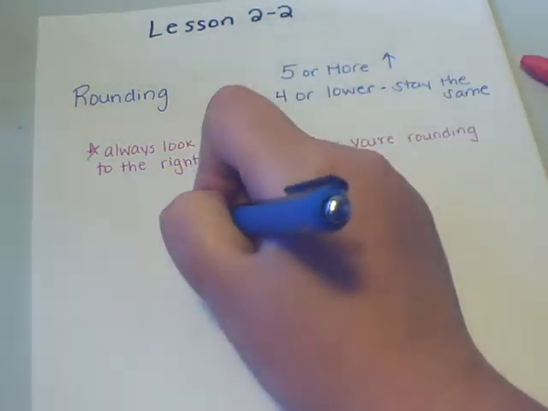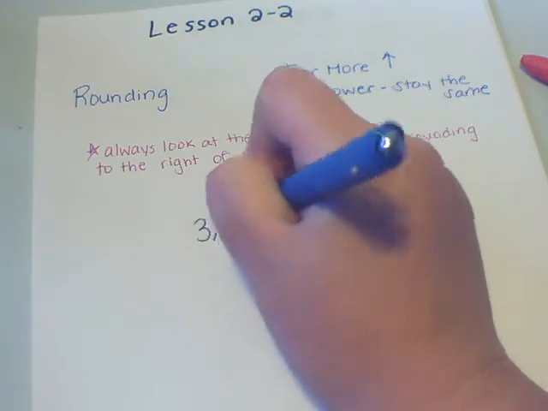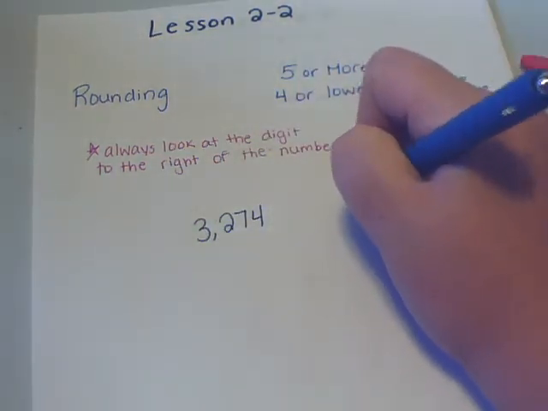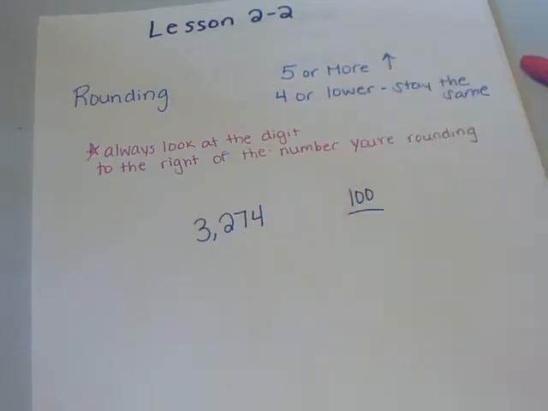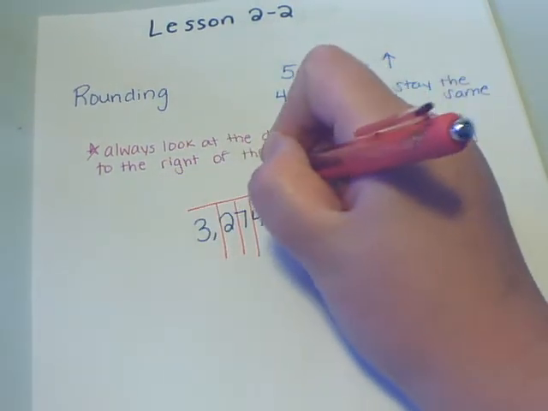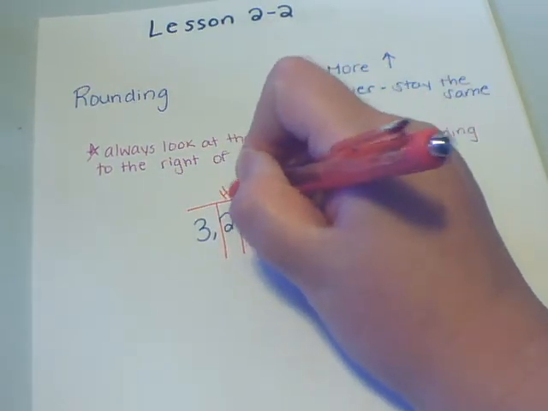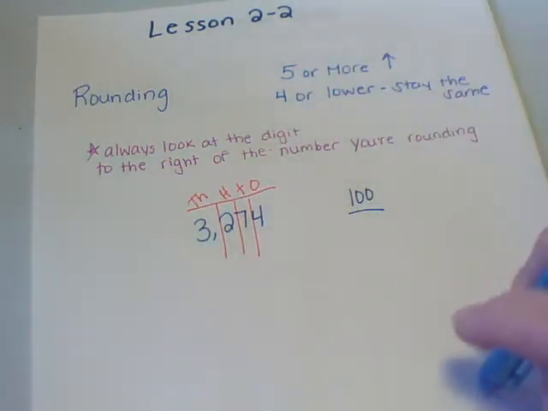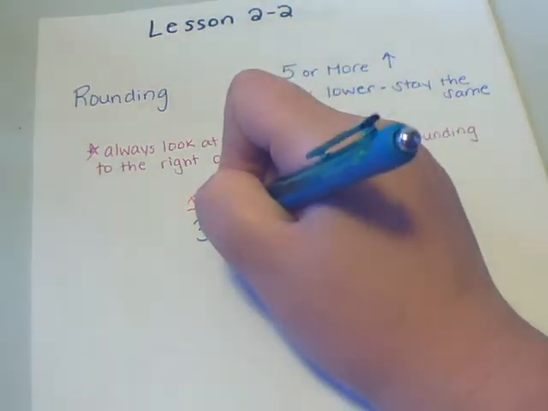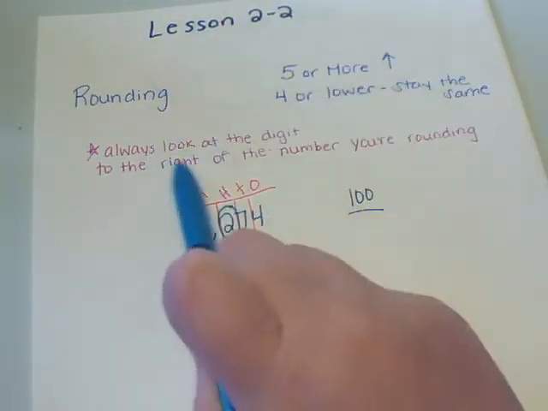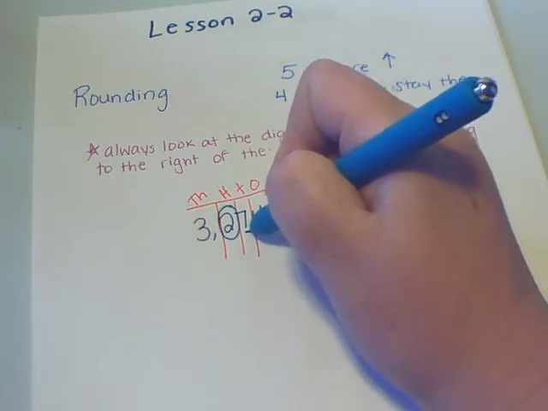If I have this number, 3,274, and I am going to round to the nearest 100. Okay, I want to round to the nearest 100. So if I put it in a place value chart, ones, tens, hundreds, thousands, I know that this is the number that I am rounding. If I am looking at the digit to the right of it, that's a 7.